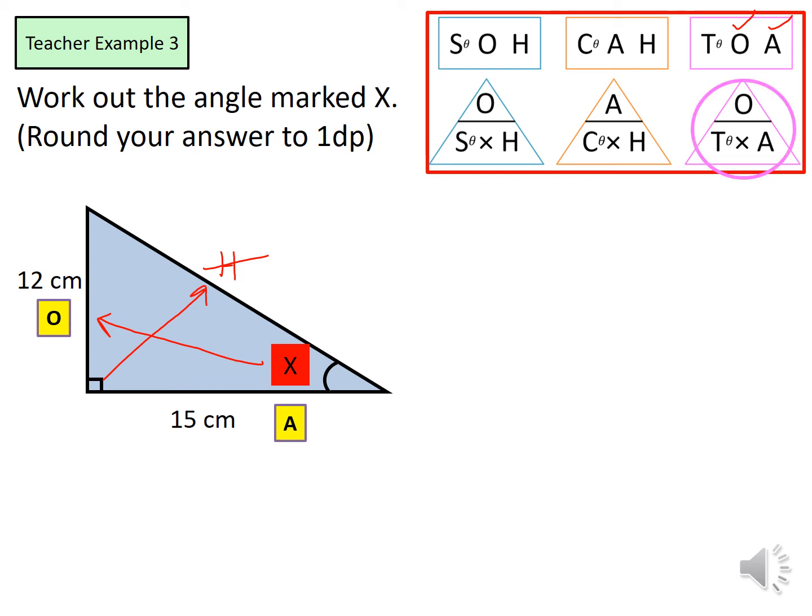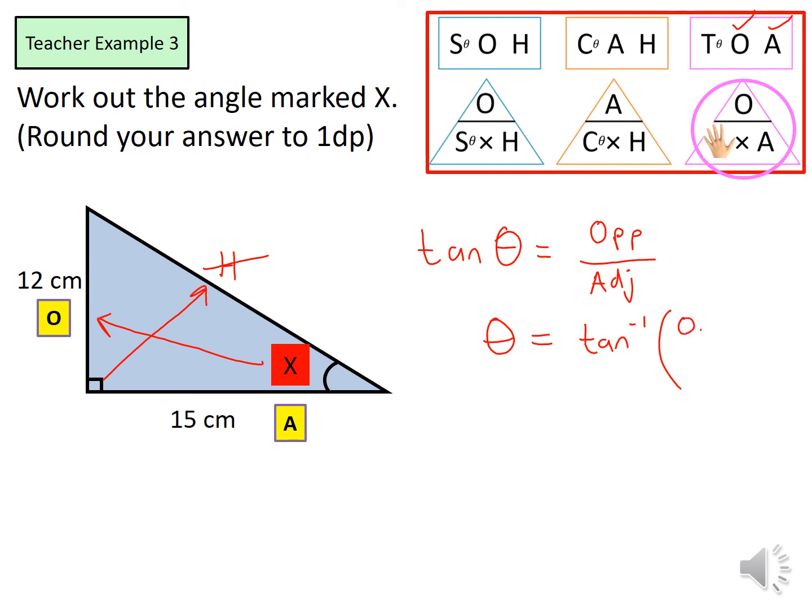Circle that up. We're trying to work out what the angle is, so we need to cover up tan theta, or tan angle. So what you would have written down is this: tan theta equals opposite over adjacent. We want to get this theta, this angle, on its own, so we need to get rid of the tan. So the angle equals tan inverse of opposite over adjacent.